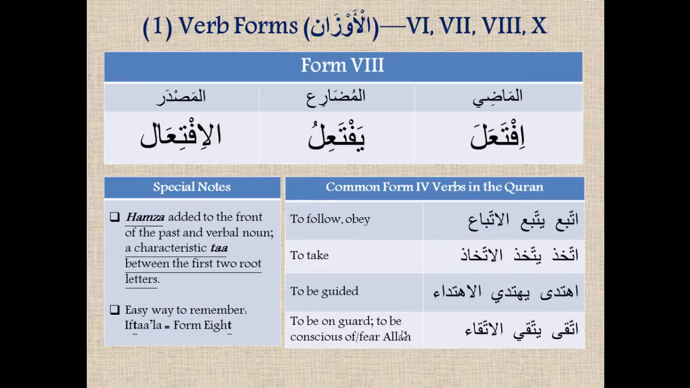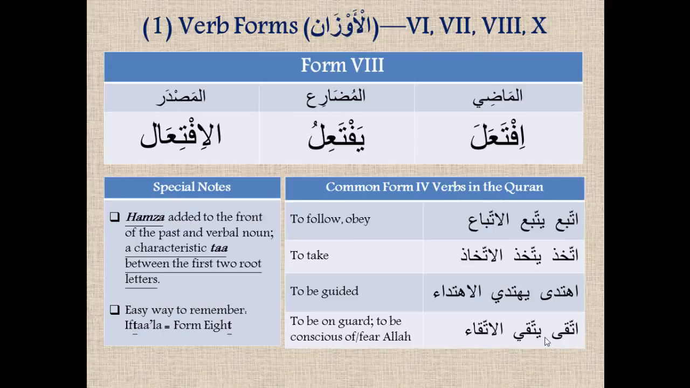So you'll notice that some of these verbs take a shadda on top of the ta, like ittaba'a, ittakhadha, ittaqa, and that's because of the root letters. So for ittaba'a we have ta, ba, and ayn. So ta is actually one of the root letters, the radicals. For ittakhadha, the radicals are hamza, kha, and dha. And for ittaqa, we have a waw, qaf, and a ya.